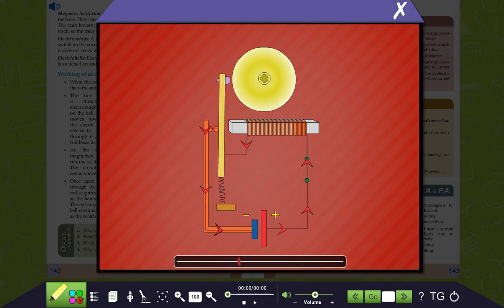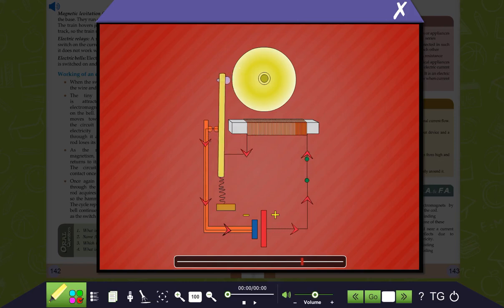As the hammer moves towards the bell, the circuit is broken and electricity stops flowing through it, and so the iron rod loses its magnetism. As the rod loses its magnetism, the hammer returns to its original place. The circuit makes fresh contact once again.